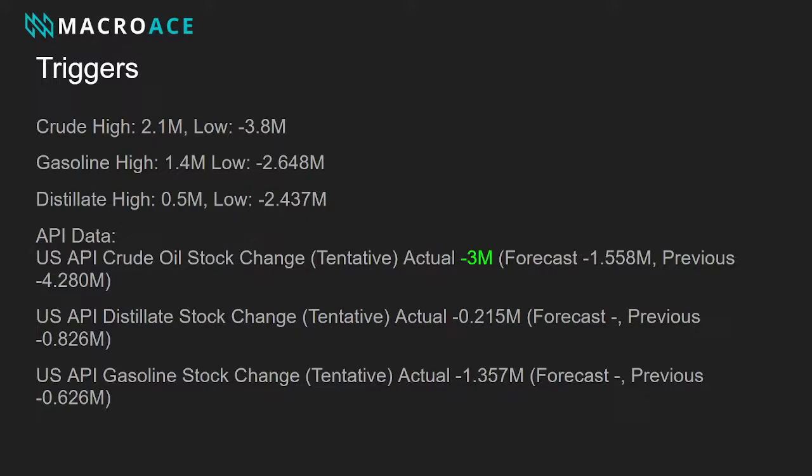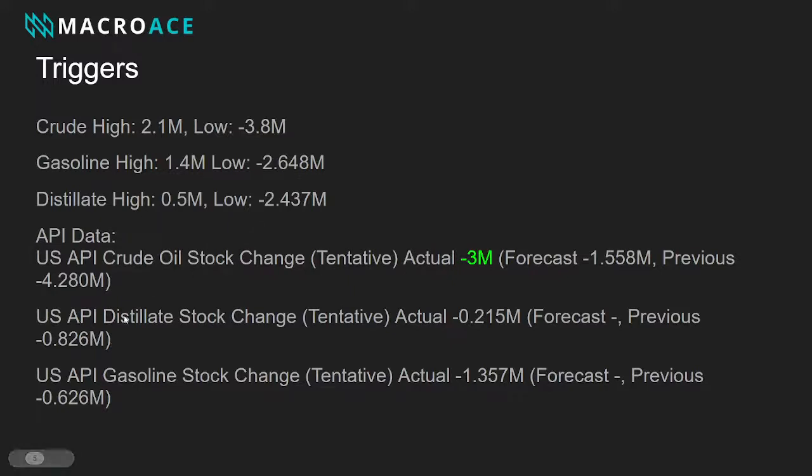Bearing in mind we did have API data come out last night as well, which can add to sentiment before we get the official data from the government on whether there was a draw or a build for inventories. API came in at a draw of minus 3 million. The forecast was minus 1.558 million, with a prior of minus 4.28 million. So quite a large draw compared to the forecast figure we'd seen for API last night.